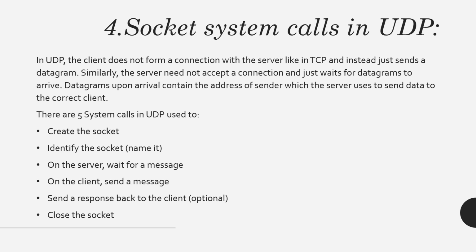Moving on to the concept, socket system calls in UDP. In UDP, the client does not form a connection with the server like in TCP. Instead, it just sends a datagram. Similarly, the server need not accept a connection and just waits for the datagram to arrive. The datagram upon arrival contains the address of the sender, which the server uses to send data to the correct client. There are five system calls in UDP used to create the socket, identify the socket on the server, wait for the message, on the client, send a message, send a response back to the client, and close the socket.